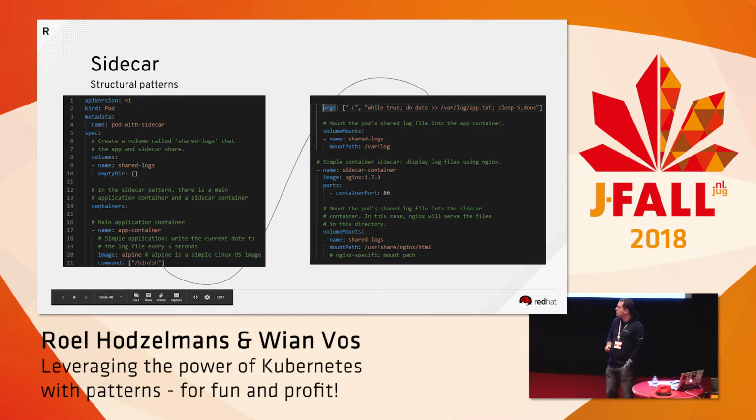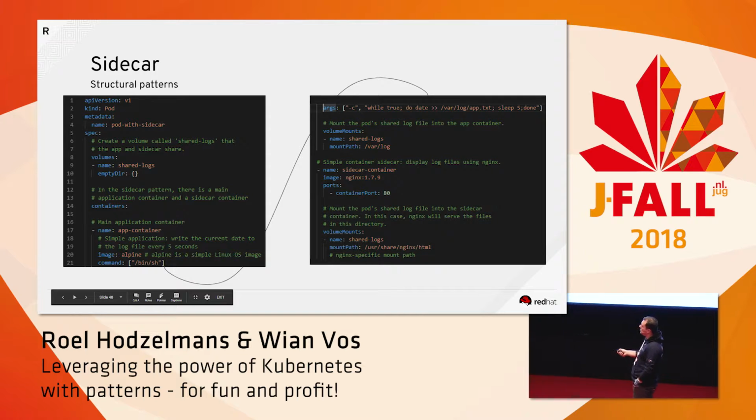This is another example. You see here, it's a little bit long, hence the arrow. I split it up in two halves. It's a pod, and this pod has an application container in it.